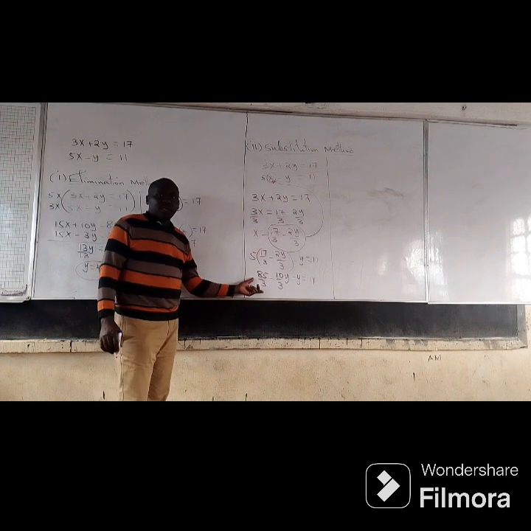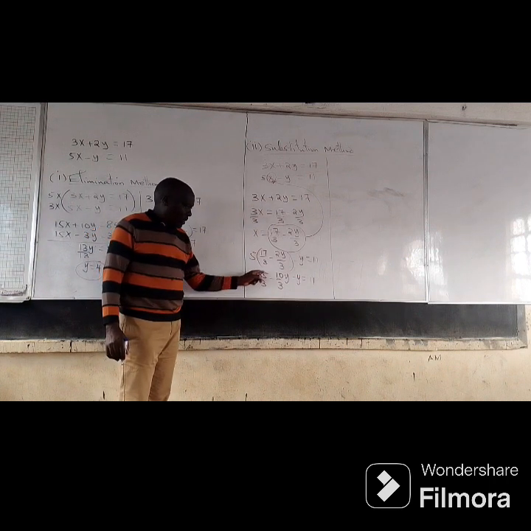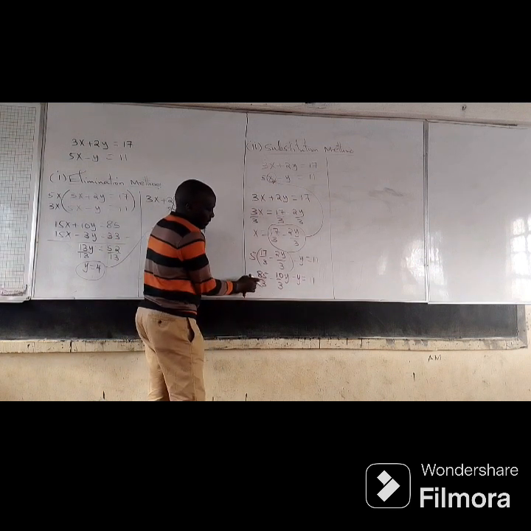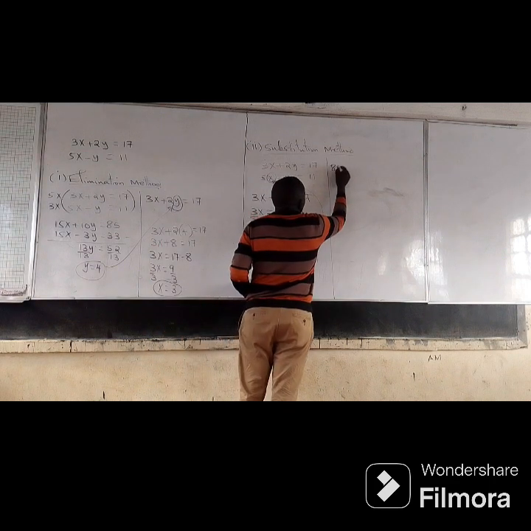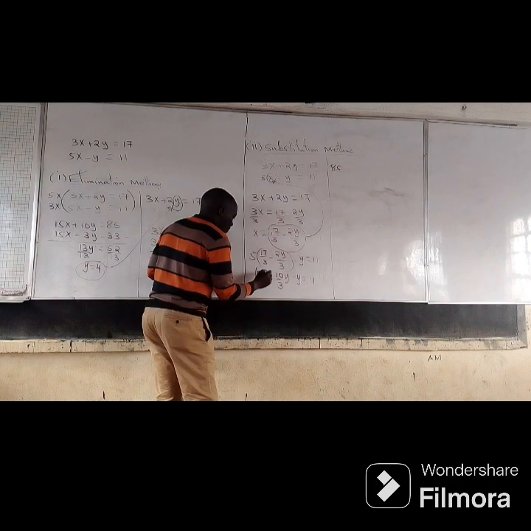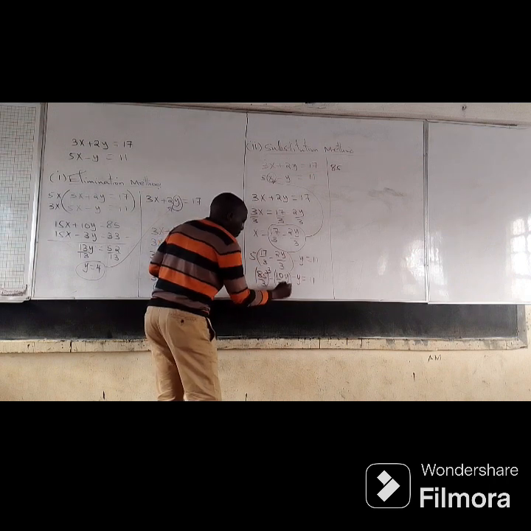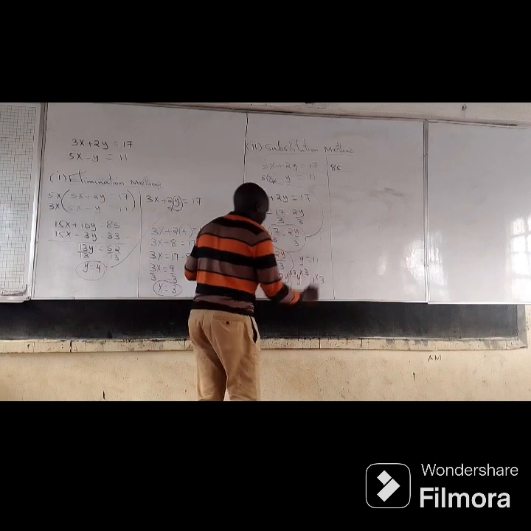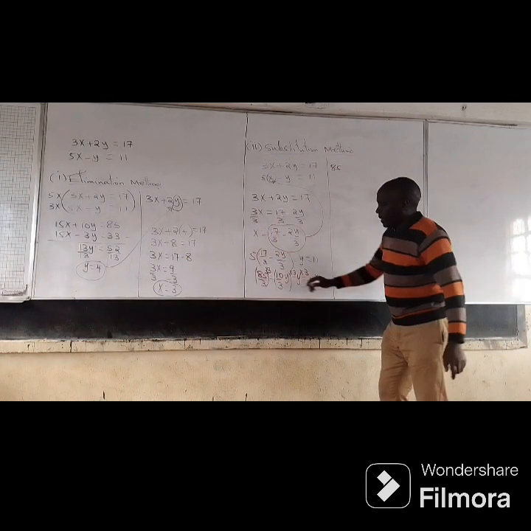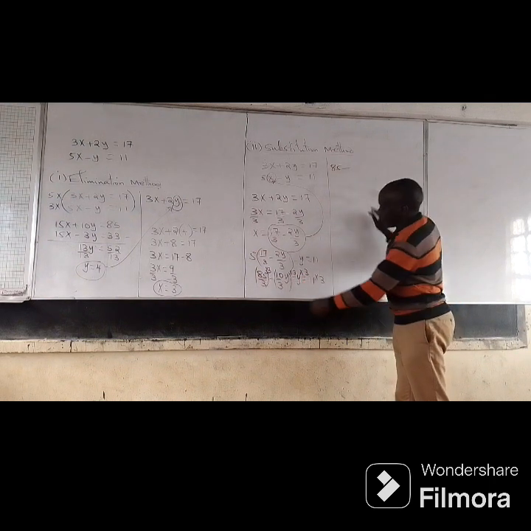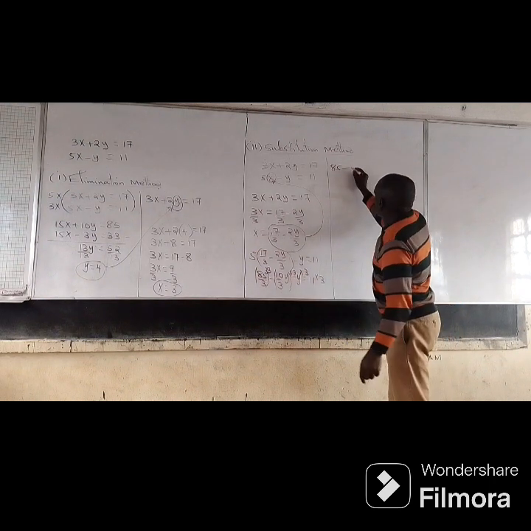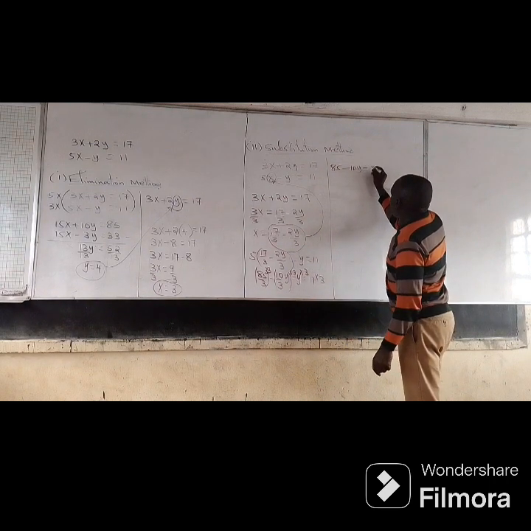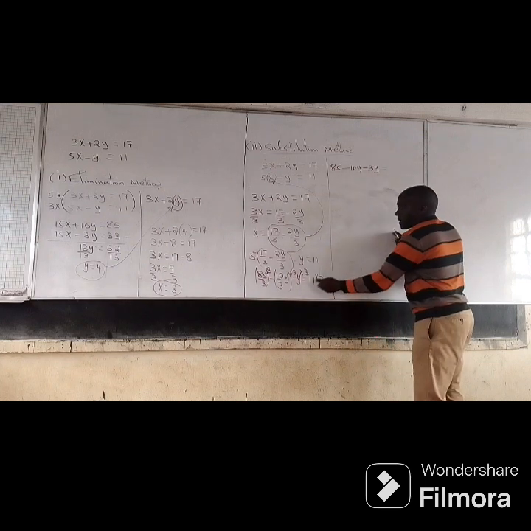So we can eliminate the fractions from this by multiplying by 3. If we multiply this fraction by 3, we multiply this one by 3, we multiply this by 3, and 11 by 3. So 3 and 3 will cancel, we remain with 85 minus 10y, and y times 3 will be minus 3y equals 11 times 3 is 33.